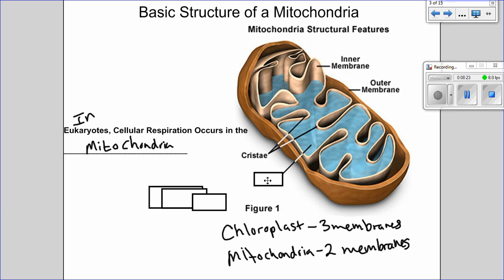One of the important things you need to know is that the matrix of the mitochondria is this fluid-like cytoplasm stuff inside the organelle. This is the equivalent of the stroma in your chloroplast.